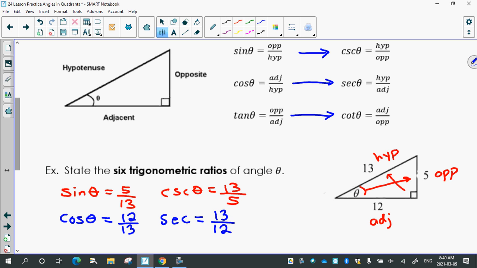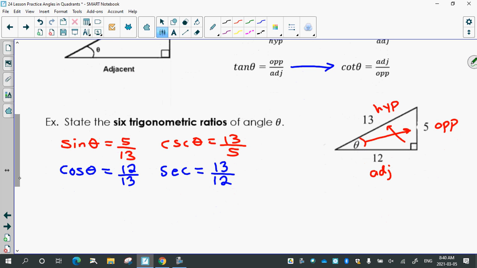And then the third ones I'm going to do are tan and cotangent. So the tangent of theta, opposite over adjacent, 5 over 12. Cotangent of theta, flipped upside down, so adjacent over opposite, 12 over 5. So those are the 6 trigonometric ratios of angle theta. Okay? Any questions? Anything formula? Okay.